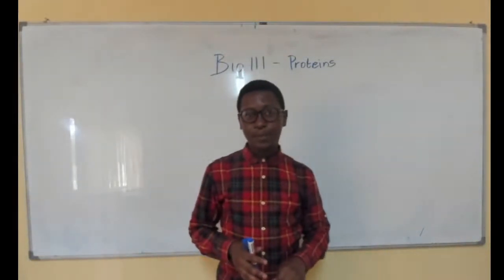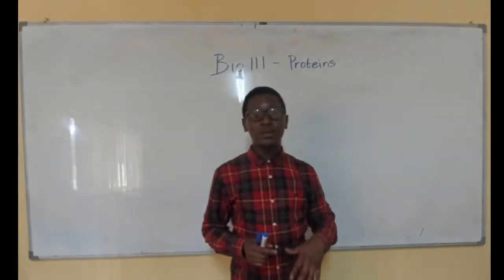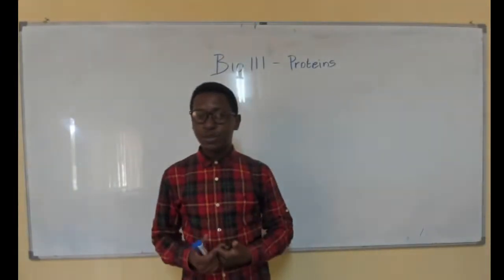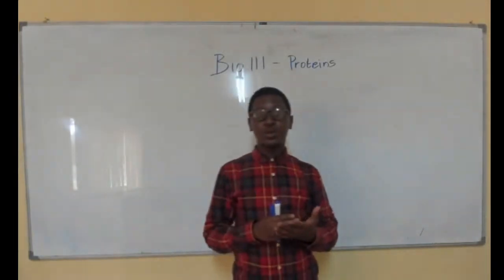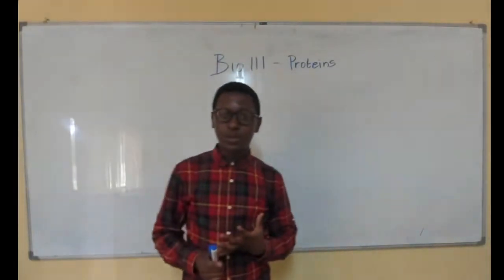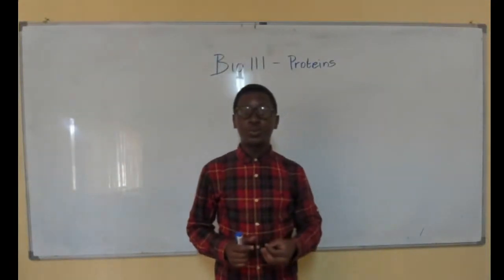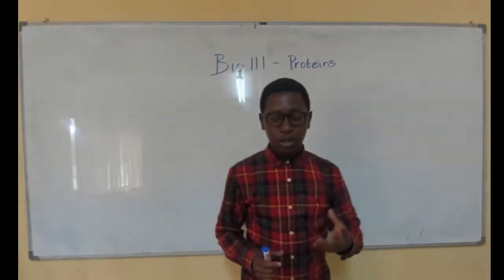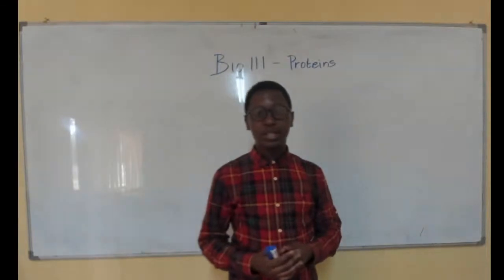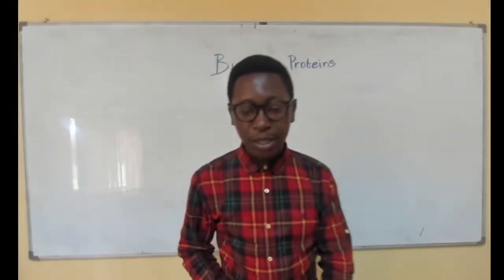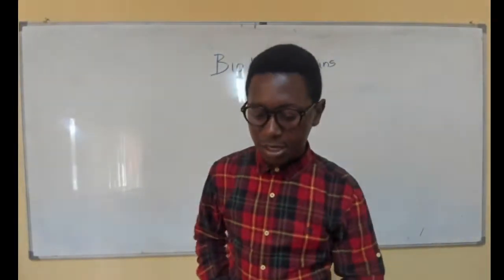So I'll repeat that. Activation energy is reduced by enzymes when they bind the substrate and they bend the substrate, weakening the bonds between the atoms of the substrate. Hence, it's going to take very little energy to break the bonds in the substrate. Hence, the chemical reaction is going to happen very fast. So that's how enzymes affect the activation energy.